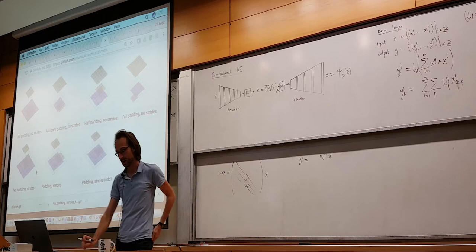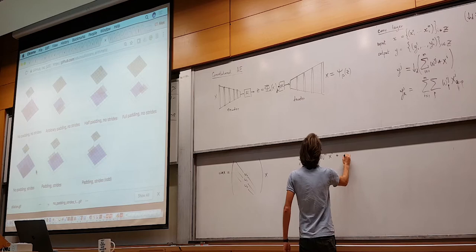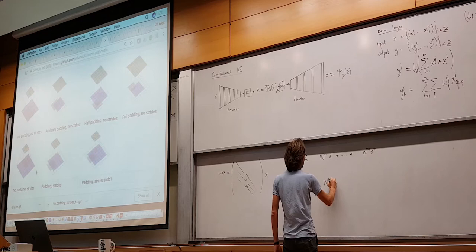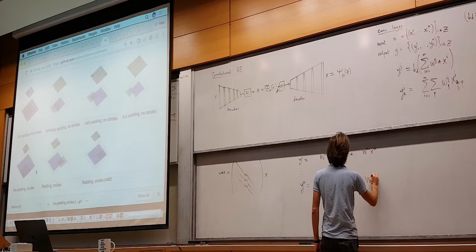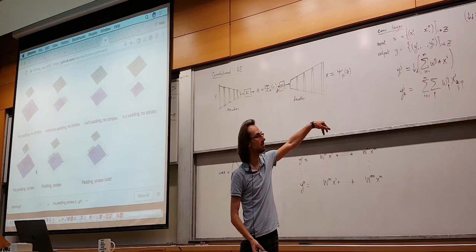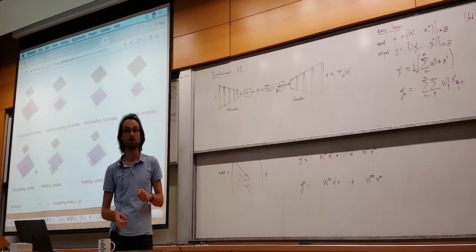Then I have W_M1, X_M. Okay? And Y_N is W_1N, X1 plus ... W_MN, X_M. Okay? So basically, these are the same sums that I wrote there, written now in this matrix-vector multiplication form. The only thing that is missing, of course, is this subsampling matrix, right?